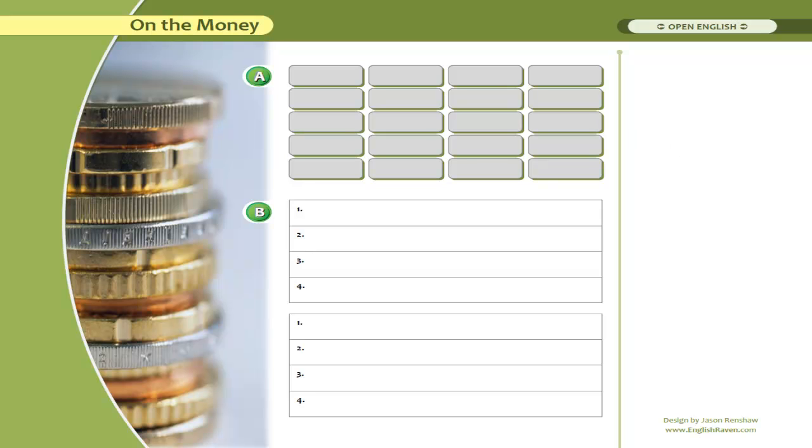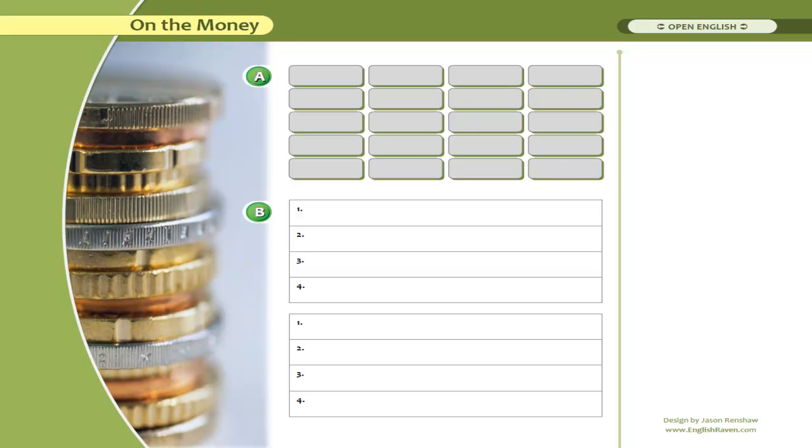And what I would probably ask my students to do is to look at this picture, to think about the notion of money, and to come up with some words in different grammatical parts of speech categories. So I might ask them to try to think of 5 nouns that relate to the idea of money and wealth, 5 verbs, 5 adjectives, and 5 adverbs.